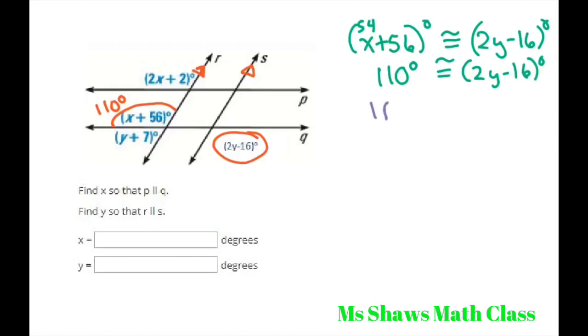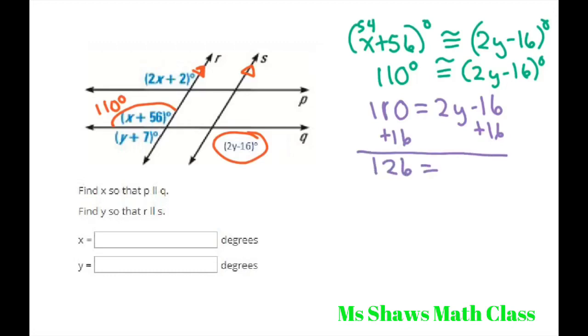Therefore, let's just solve. 110 equals 2y minus 16. Add 16 to both sides of the equation. So you get 126 equals 2y. Divide both sides by 2. You get 63 equals y. So our y is 63.